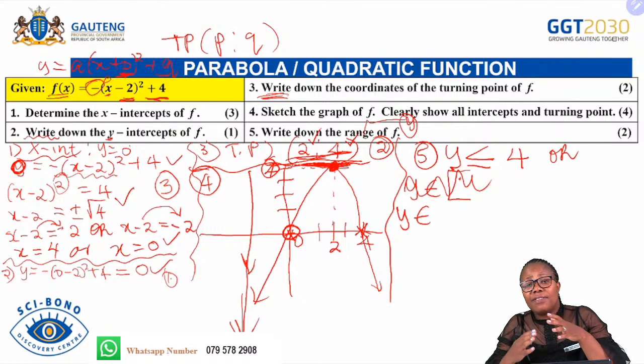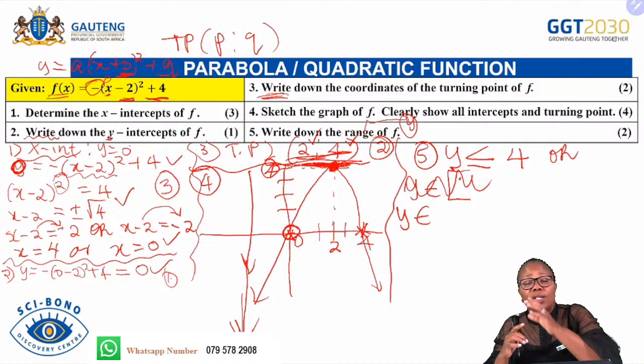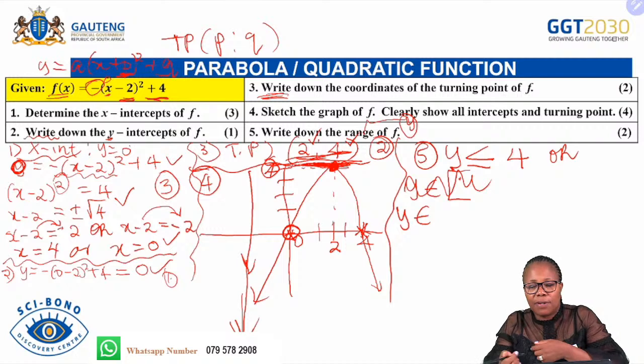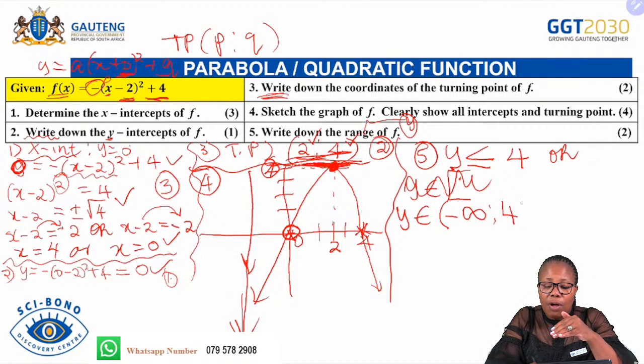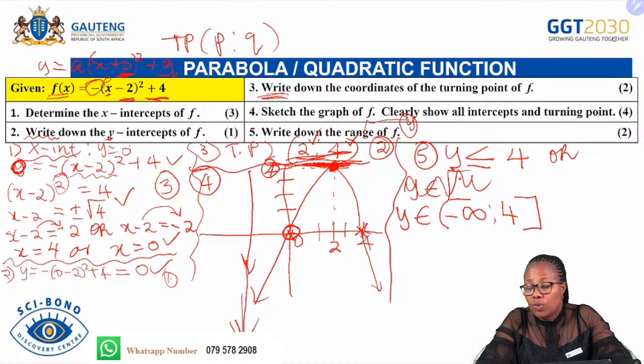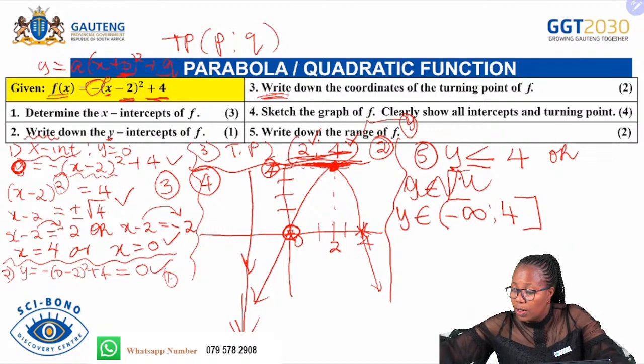And the negative infinity, we cannot include that. So it cannot take the square bracket because it's not a specific value. So that will take a round bracket, negative infinity, and then followed by the maximum value 4. Because 4 is part of the solution, then it will take a square bracket. I hope grade 12 we are still together on this one.